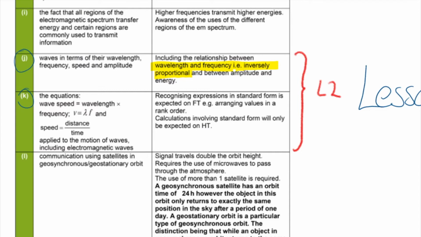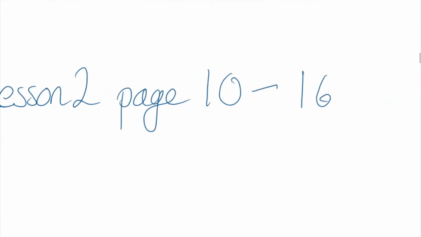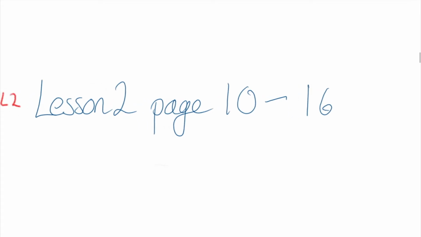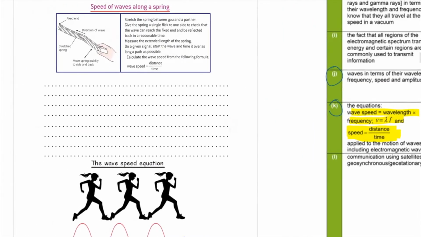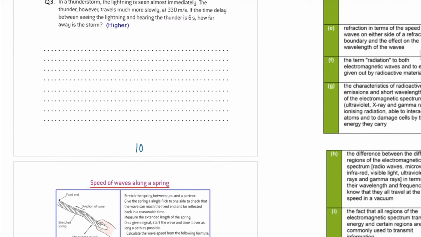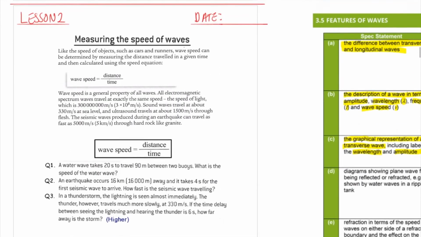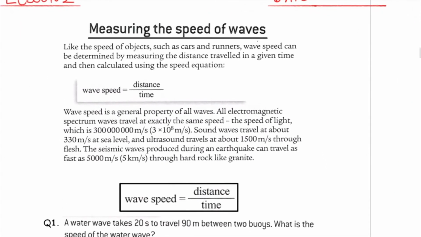But the main part of today's lesson is to do with the speed of waves, and we'll be using two equations. Speed is distance divided by time, and wave speed is wavelength multiplied by frequency. For today we'll be completing pages 10 to 16 in your booklets. So here we go, top of page 10.